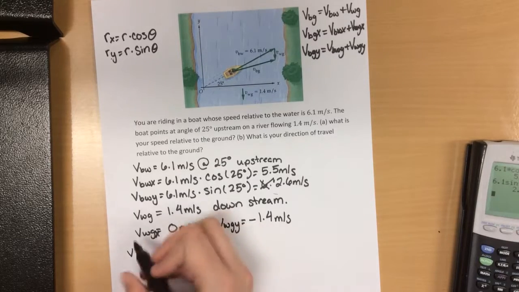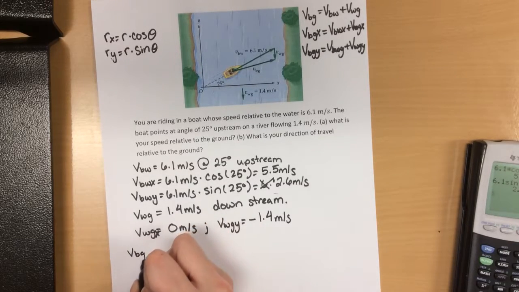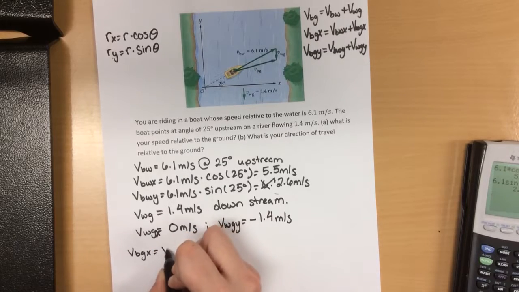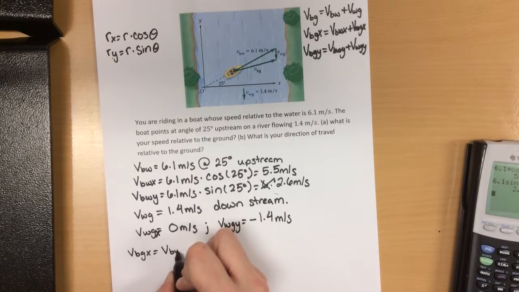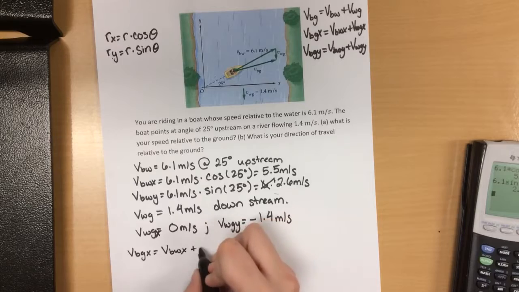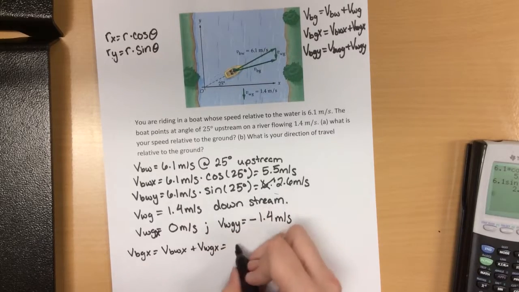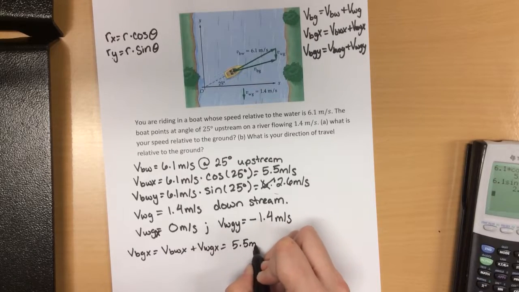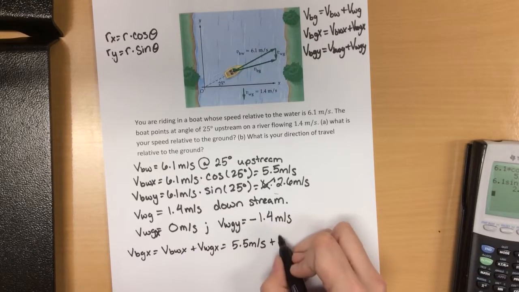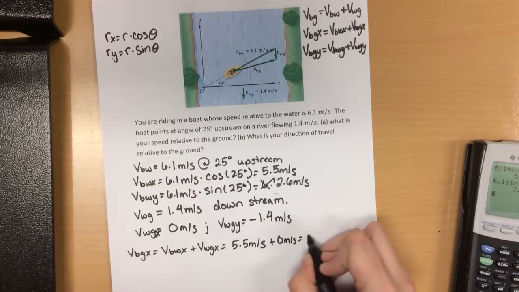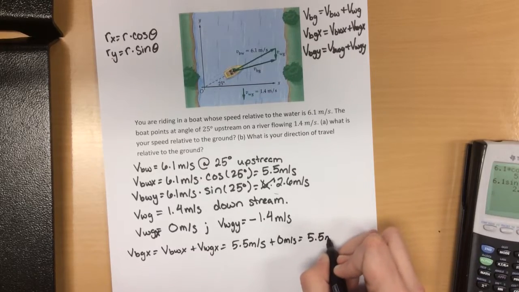So velocity of the boat to the ground in the x direction is the velocity of the boat to the water in the x direction plus the velocity of the water to the ground in the x direction. That's equal to my 5.5 meters per second plus 0 meters per second. Gives us a total of 5.5 meters per second.